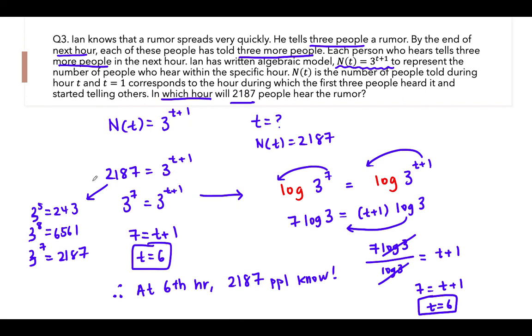So it's very easy if the number can be changed into the same base, but if it's not, you can take the logarithm of both sides and apply the logarithmic law.